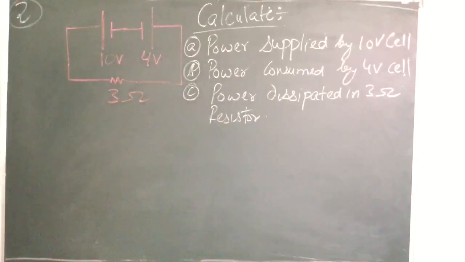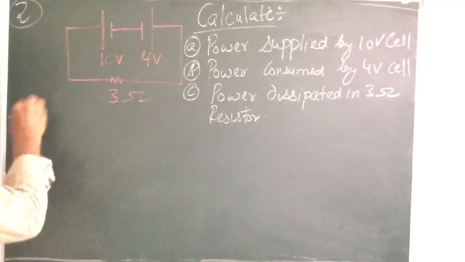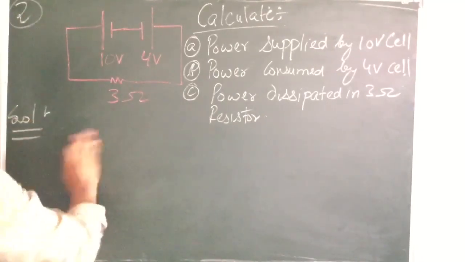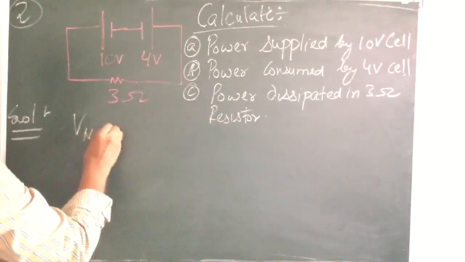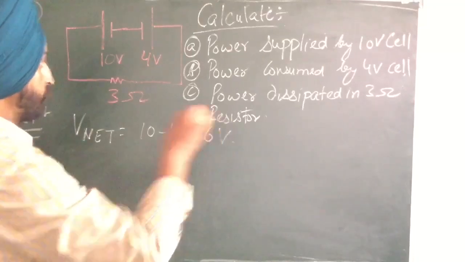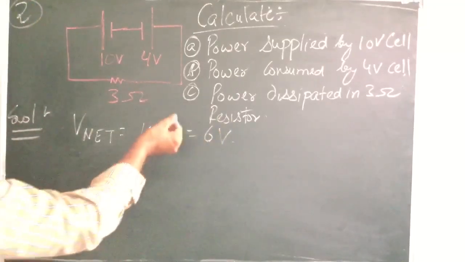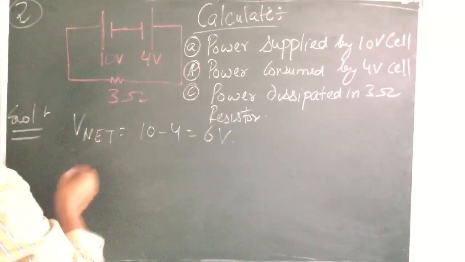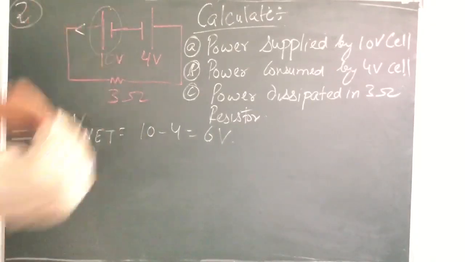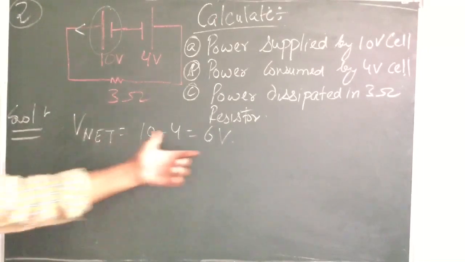So firstly I will be calculating the net potential of this circuit. As the two are connected in opposition, the net potential would be equal to 10 minus 4, that is equal to 6 volt, right? And due to this 6 volt, the current will flow in this direction, as this battery is of higher potential. So net potential is 6 volt.